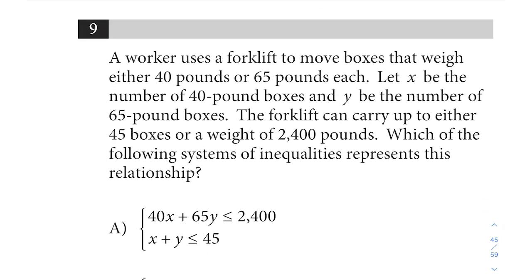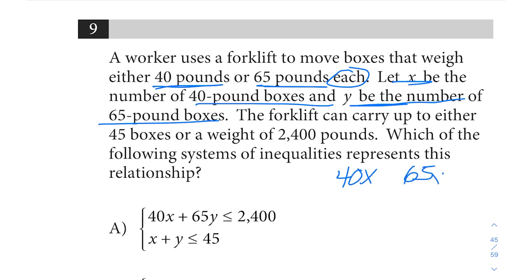Let's move on to number 9, and here it reads, a worker uses a forklift to move boxes that weigh either 40 pounds or 65 pounds each. Let X be the number of 40-pound boxes and Y be the number of 65-pound boxes. So 40 goes with X, and Y goes with 65. And I'm going to put that over here just as a little side note as I'm reading the question. All right, 40X, 65Y. Got those pairings together. The forklift can carry up to either 45 boxes total or a weight of 2,400 pounds.